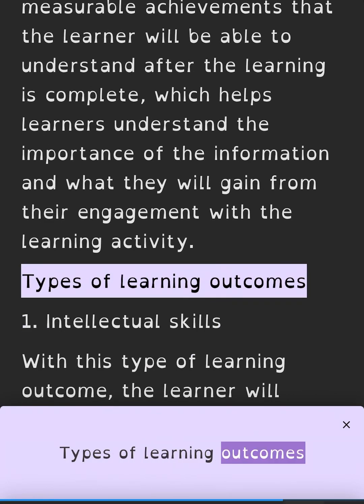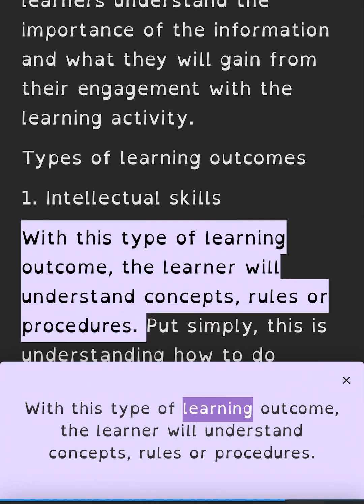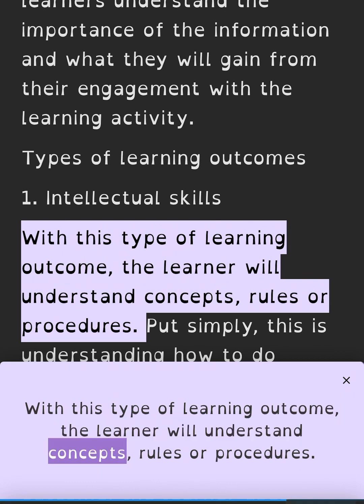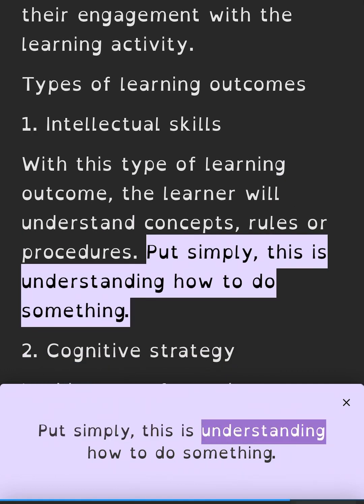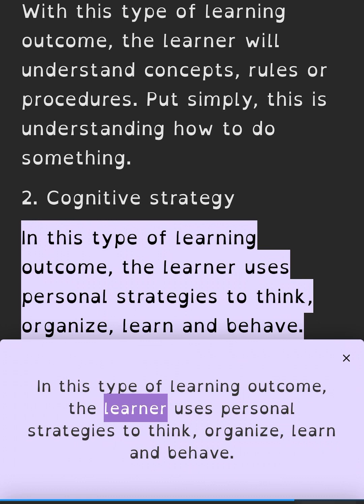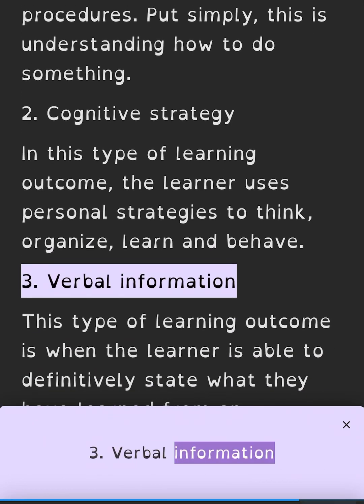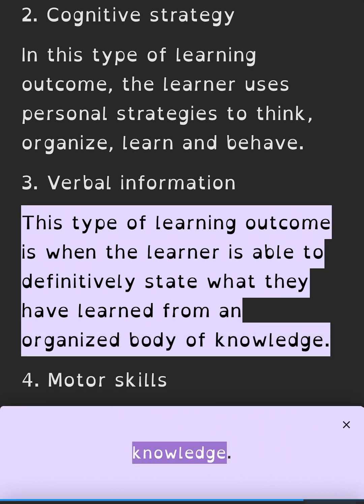Types of learning outcomes. 1. Intellectual skills. With this type of learning outcome, the learner will understand concepts, rules or procedures. Put simply, this is understanding how to do something. 2. Cognitive strategy. In this type of learning outcome, the learner uses personal strategies to think, organize, learn and behave. 3. Verbal information. This type of learning outcome is when the learner is able to definitively state what they have learned from an organized body of knowledge.